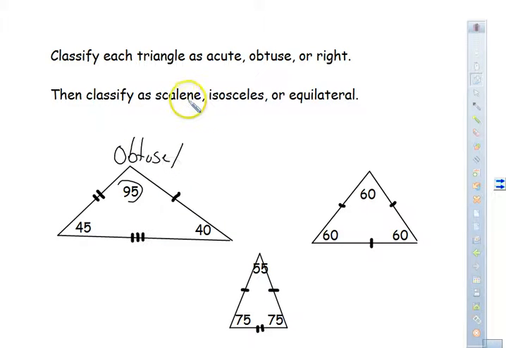Now, classify scalene, isosceles, or equilateral. These lines are going to help you determine that, and since all of them are different, this is a 1, a 2, and a 3, then it is going to be a scalene triangle. Now what I want you to do is go ahead and solve this one, the one that has 60 degrees in each.